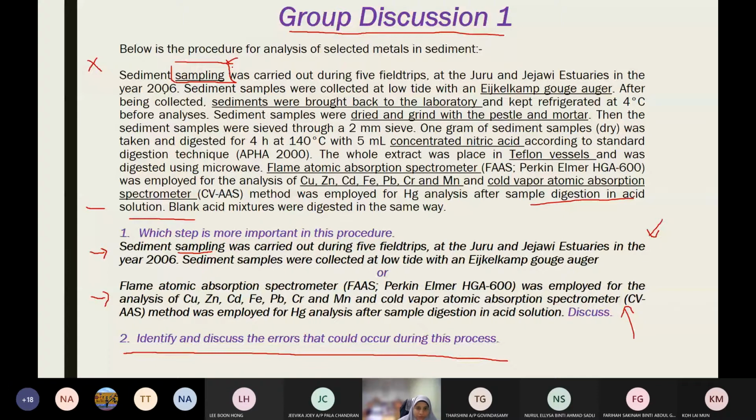For example, here you can see there are 5 field trips. Normally, let's say your objective is to know the concentration of metals in the sediment at Juru and Jejawi, and some of your metals are quite volatile. In this case, the time you take your sampling is also very important. Let's say the first field trip you take in the morning, and the second one during the afternoon, maybe around 12 o'clock on a sunny day, and some of your metal may already be volatile. And the third time maybe you take it on a rainy day.